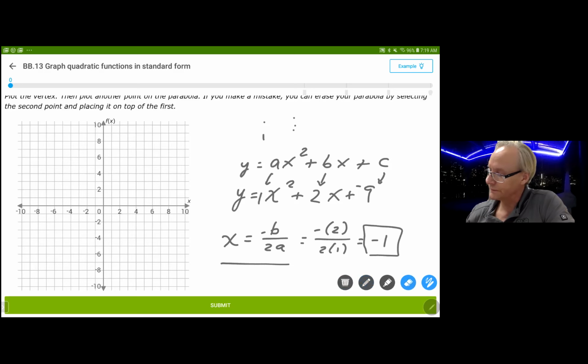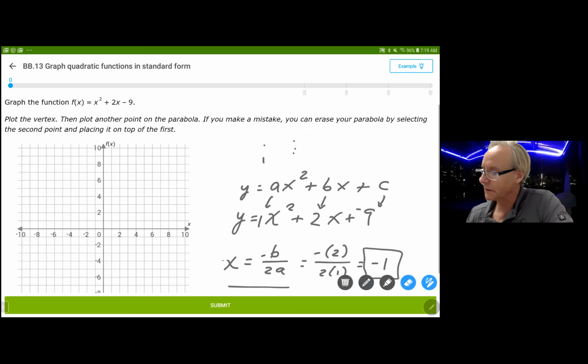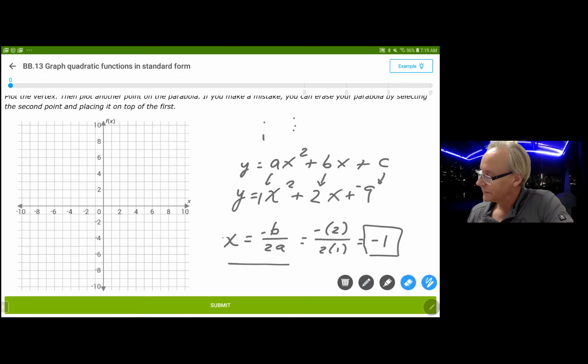So let me do this real quick. I'm just going to scroll this up a little bit here if I can. Oh, it's not letting me. Okay, I guess that's as high as it'll go. So what I'll have to do is give myself a little more space up here.